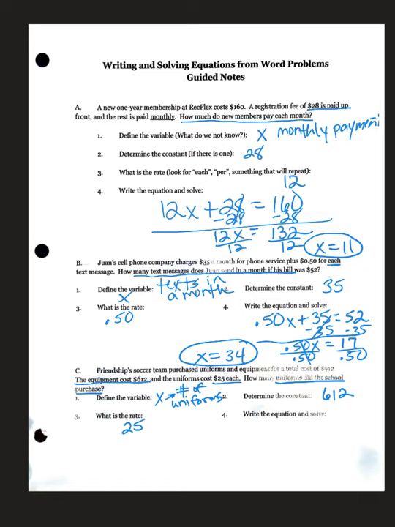Well, the total bill was $912. So we have everything we need to write an equation. The number of uniforms is what we don't know, but we do know they were $25 each. So 25 times the number of uniforms plus the constant for the equipment, which was $612, and the whole bill totaled $912. And just like what we've been doing, you've got to do the opposite to solve for x. So we're going to subtract $612.